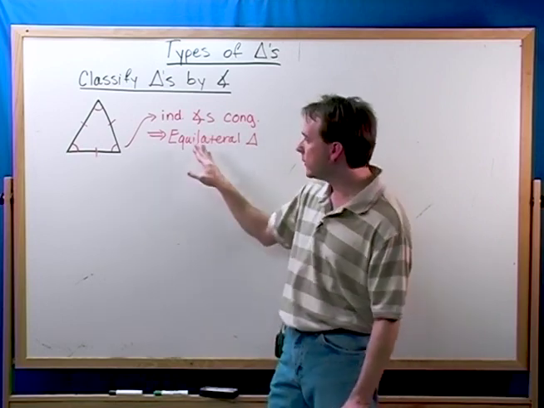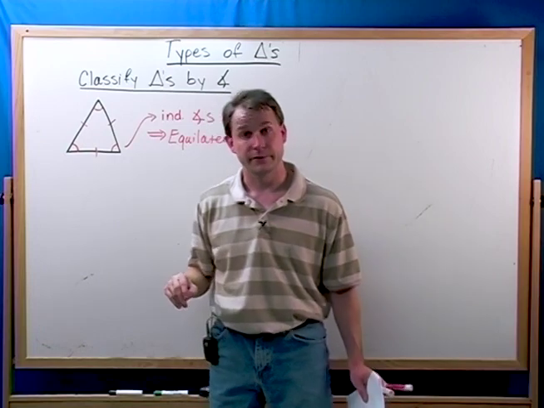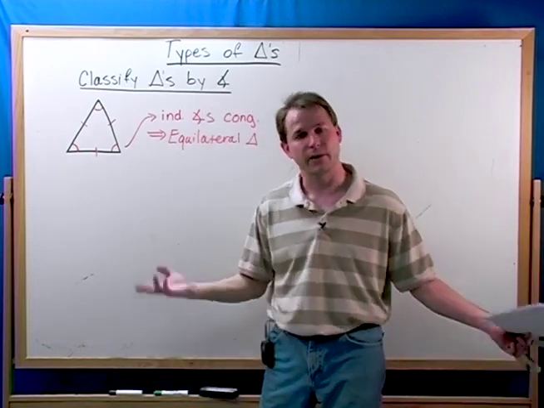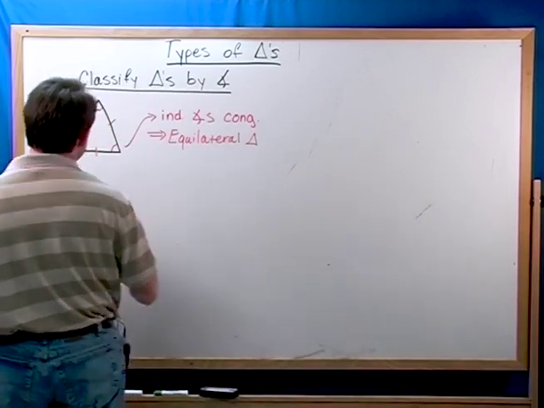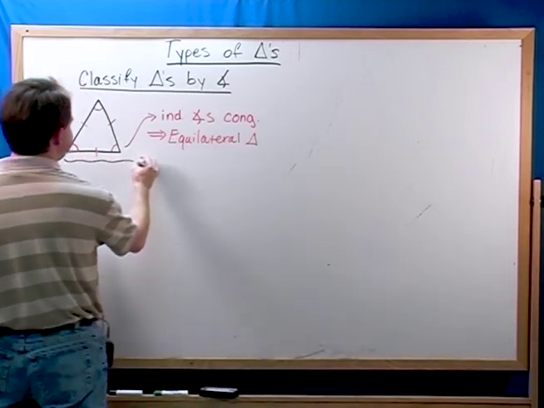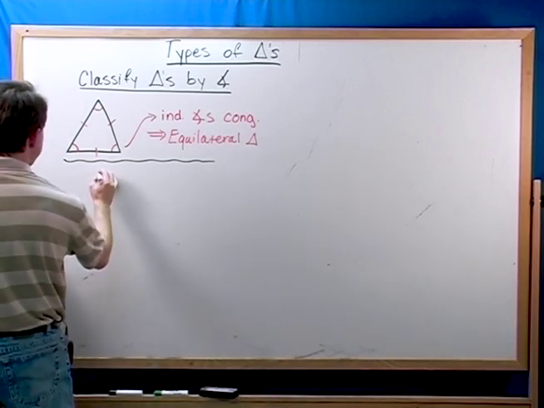So remember that. Equilateral triangles have equal sides and congruent angles. Everything is equal in an equilateral triangle. Kind of makes sense, right? So all you need to know is that the angles are the same, and then you know that it's an equilateral triangle. Okay, let's draw a different kind of triangle here.